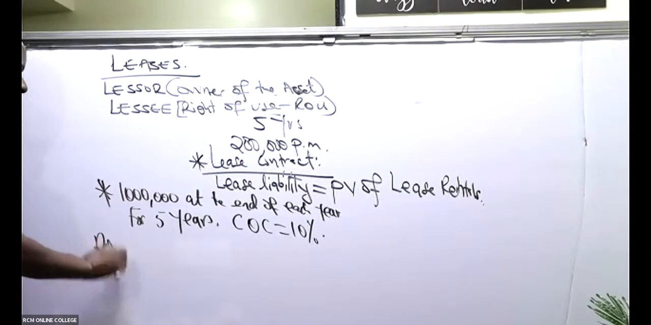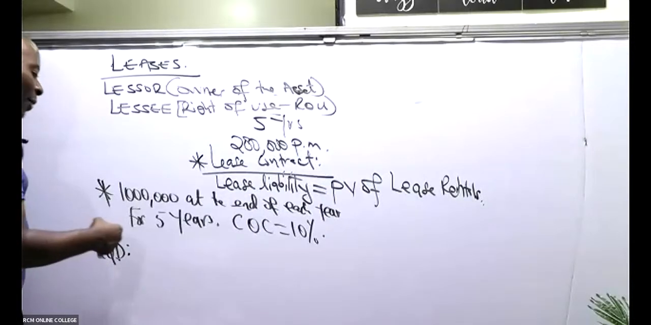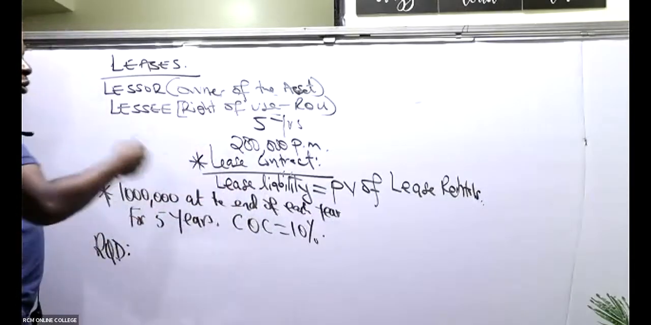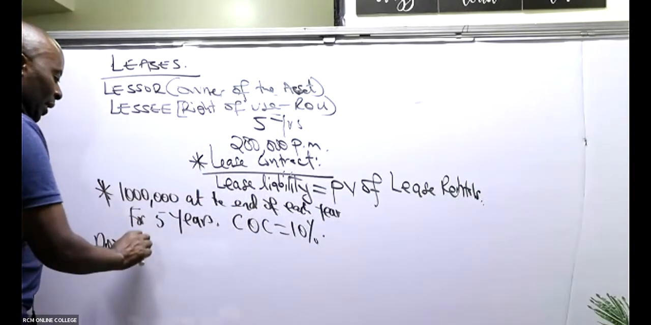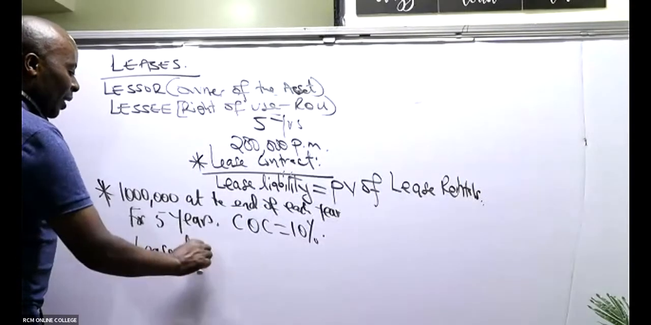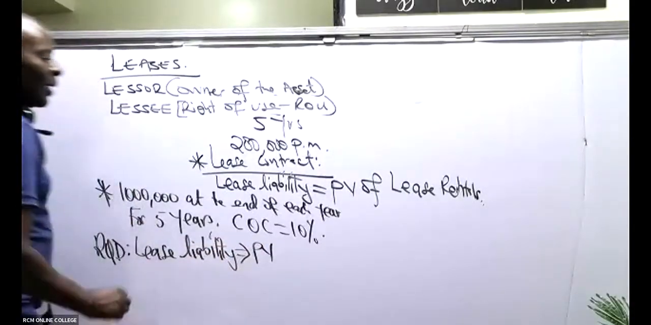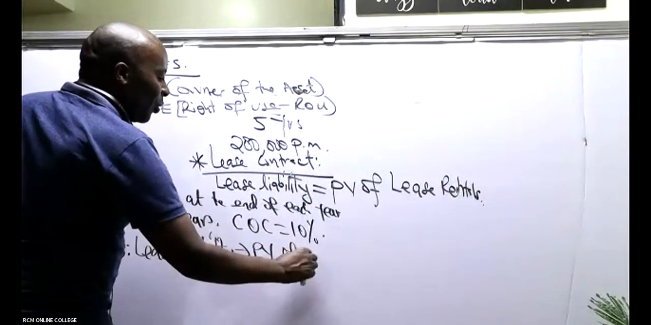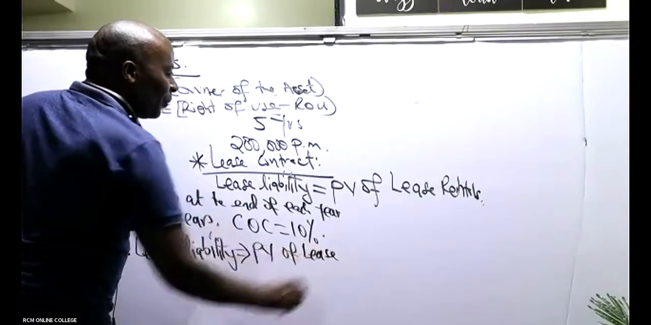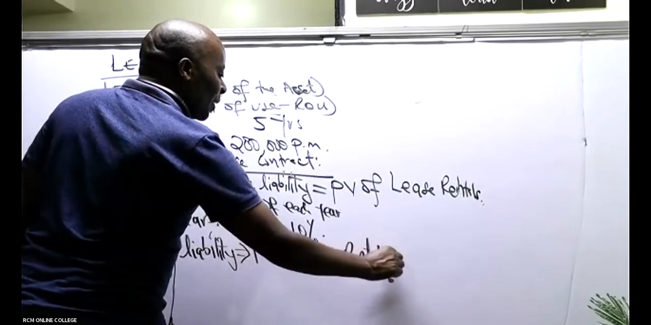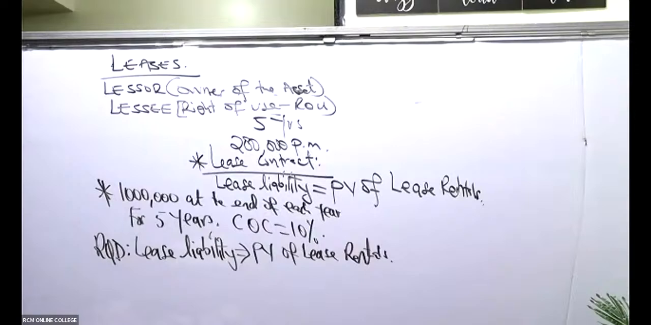And then now, ladies and gentlemen, we are required to do something very simple. We are required, first of all, to know the amount of lease liability we owe. So how do we get the lease liability? They want us to get the lease liability. Can I give you 2 minutes? Somebody should come and give me the present value of these lease rentals. The present value of the lease rentals is automatically what is going to become my lease liability.